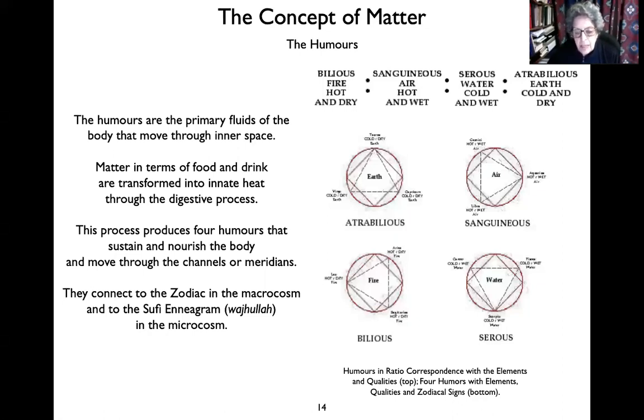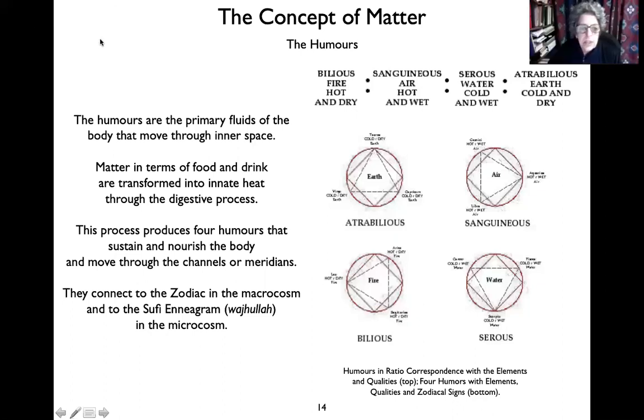This atrabilis is also called black bile. The sanguineous is also called blood. The bilious is called yellow bile. I don't know if you're familiar with those. And in Arabic we call it العصارة الصفراوية. Yes. It comes from the liver. Yes, that's right.